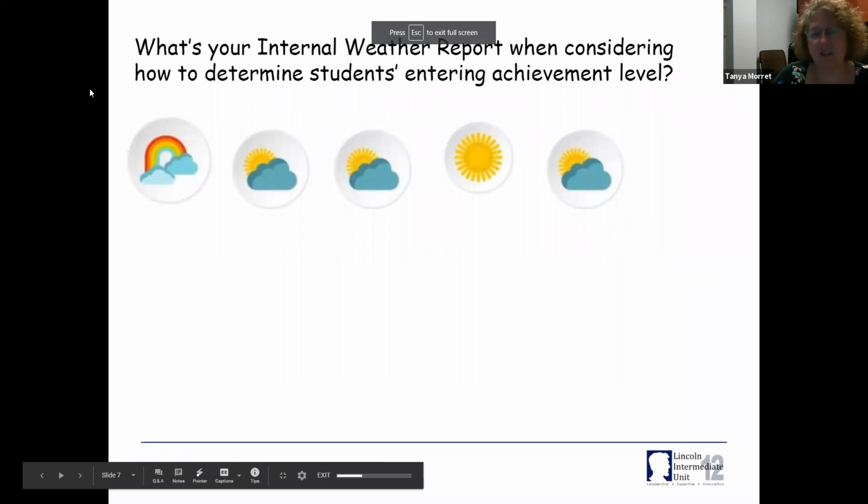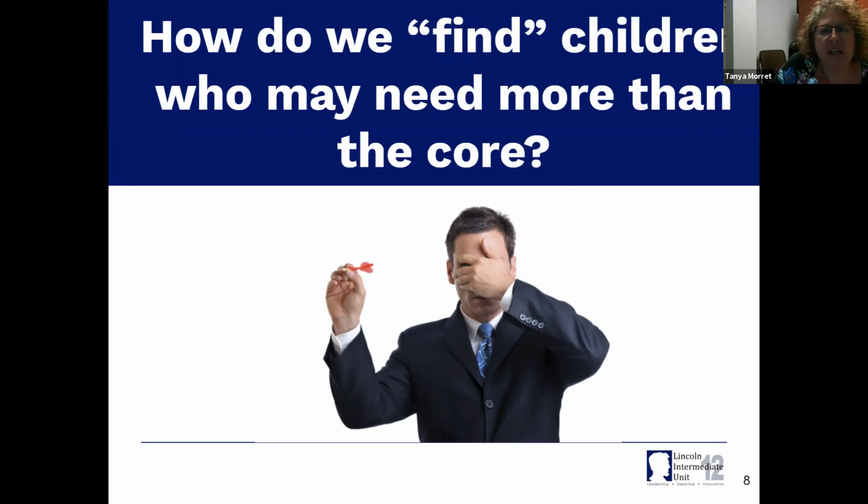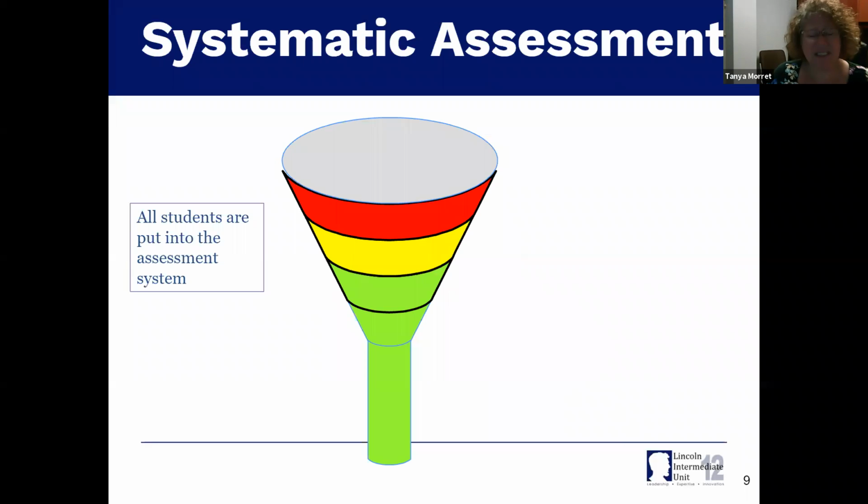As we're thinking about how we determine a student's entering achievement level, we have to think about how we find children who might need more than what we're already doing. Actually, we might need to find children who need more of the core from last year. We don't want to do it in a way that feels random or even potentially like we're shooting arrows at Jello. We want to do it systematically. And so we need to think about it in a very concrete, linear process.